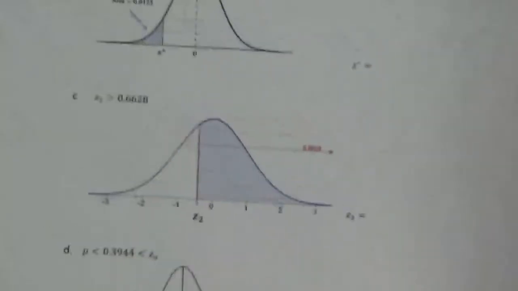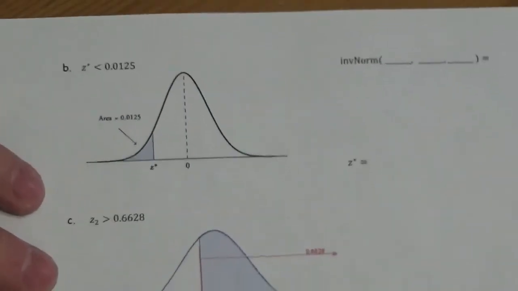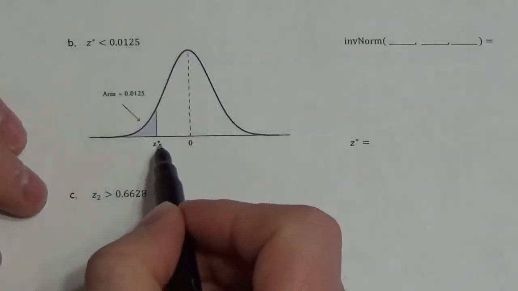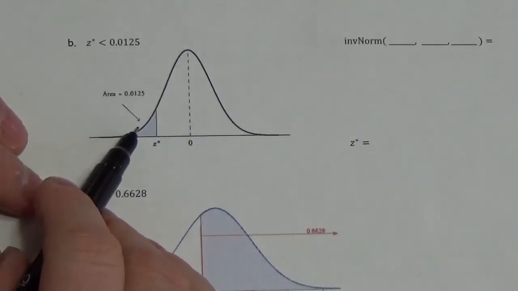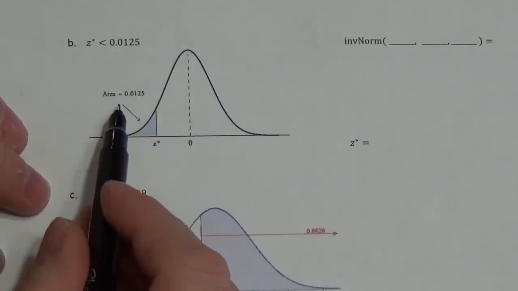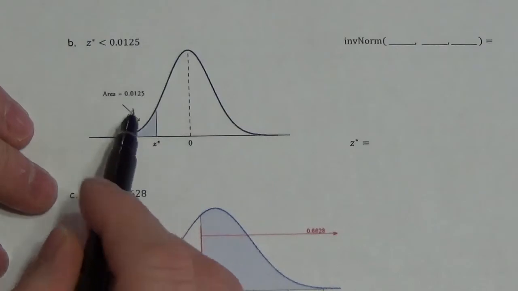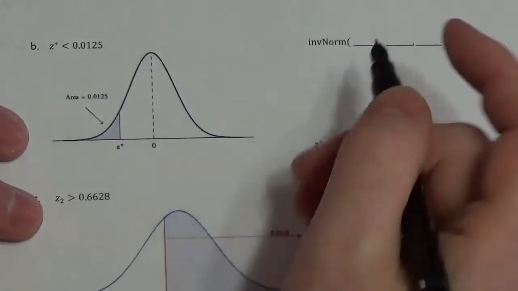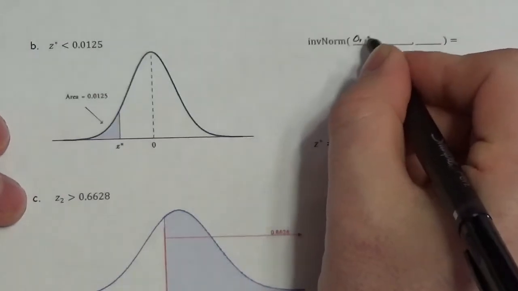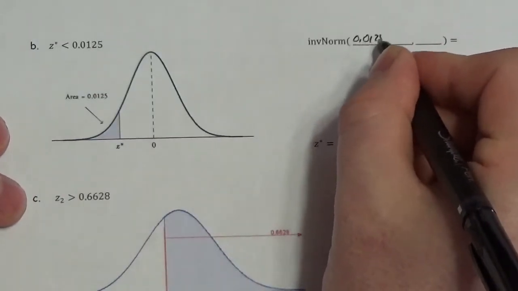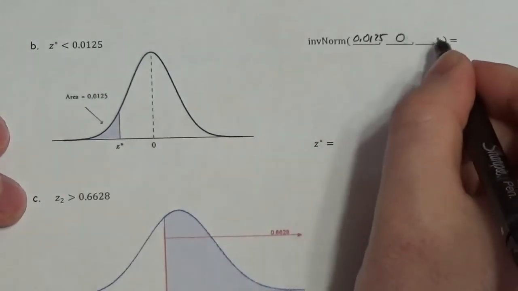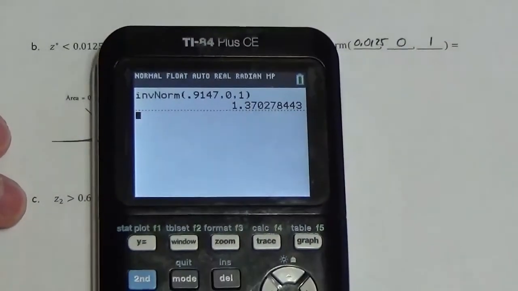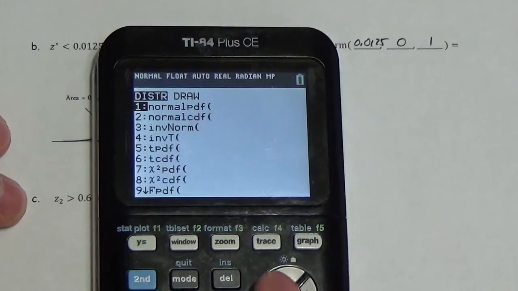Let's take a look at a few more here. So here, I'm looking for this particular Z-score, where the area to the left of it, or the probability that a Z-score is to the left of that, is 0.0125. So up here in the calculator, I'm going to put in 0.0125. The mean is going to be 0. The standard deviation is going to be 1. So I plug that into my calculator.